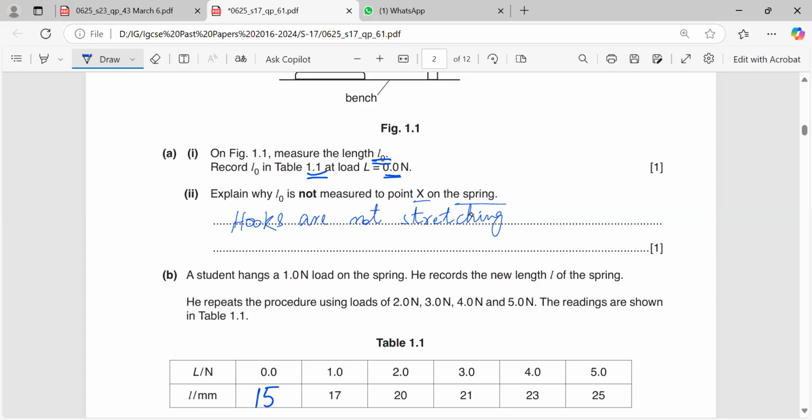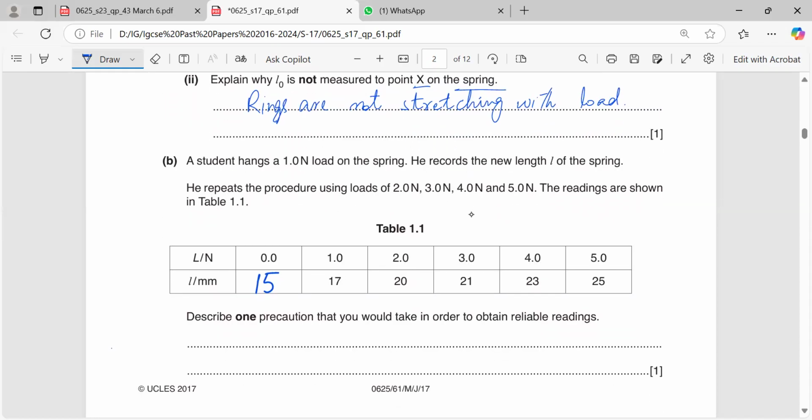If hooks is not a good word, we can say rings even. Rings are not stretching with the load, so that's why we have to measure this extension when we are attaching the load. If the hooks or rings are not stretching, there is no need to include their length in the measurements.